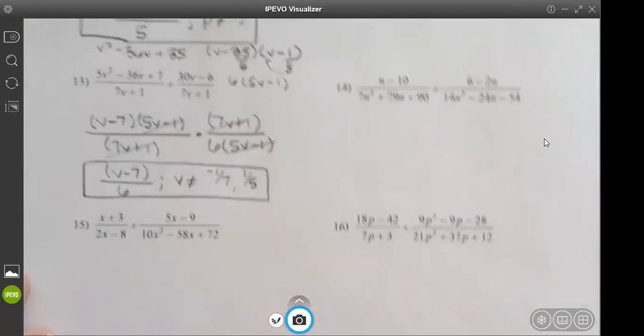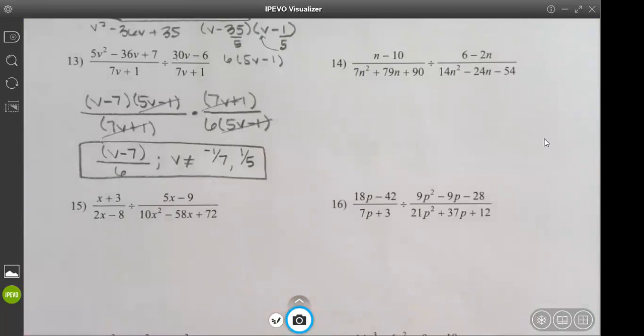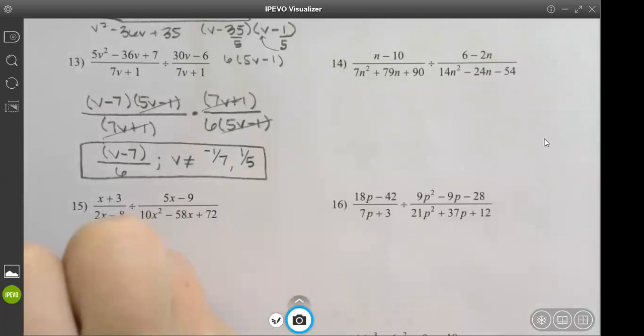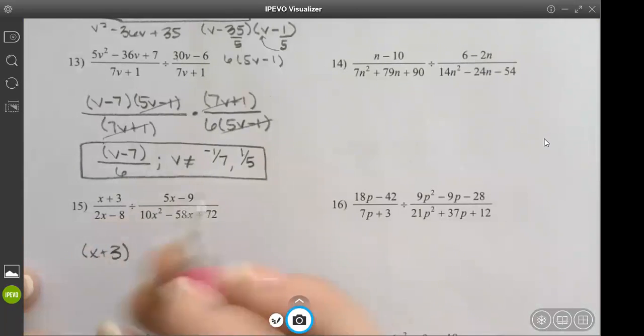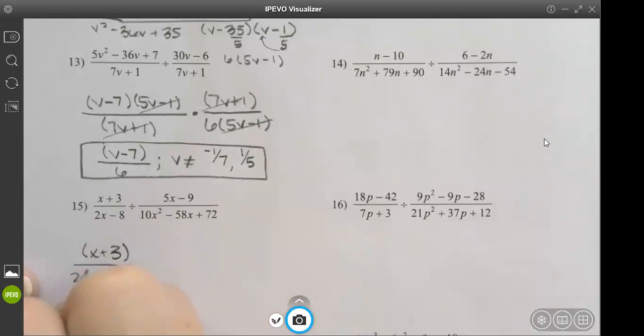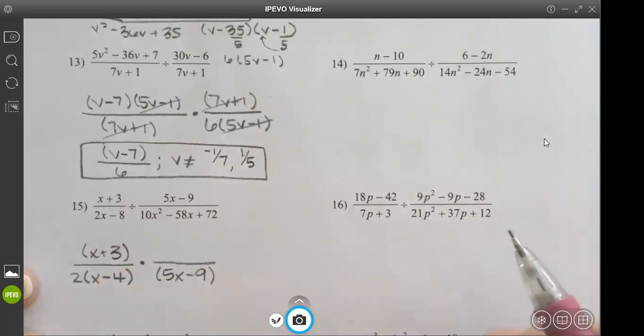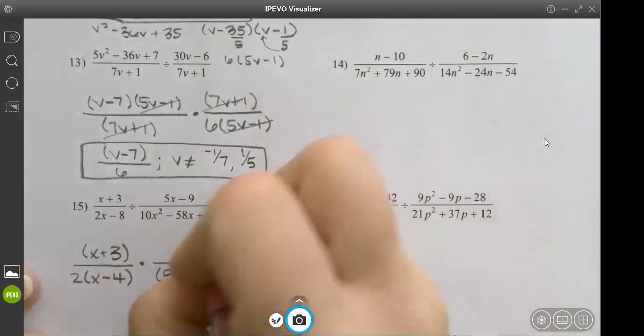I'm going to slide down to 15. You don't have to do anything to the x plus 3. It's good to go. What about 2x minus 8? Take out a 2, leaves me with x minus 4. Change it to multiply. 5x minus 9, there's nothing I can do. But I do need to factor the bottom. Is there anything I can take out of the bottom? Yeah, definitely take that 2 out.